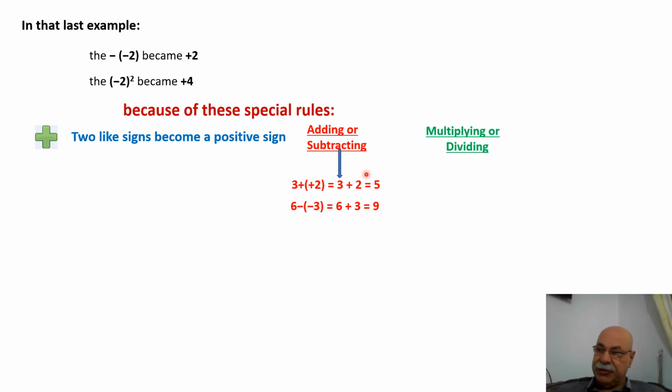Multiply and division. We have here multiply and division. You can see it is different. 3 times 2 becomes 6. This is a positive number. Minus 3 times minus 2: minus times minus is a plus. We do not write it here because it means plus. 3 times 2 becomes 6. You see?